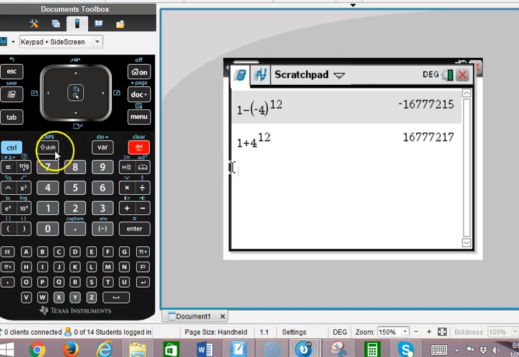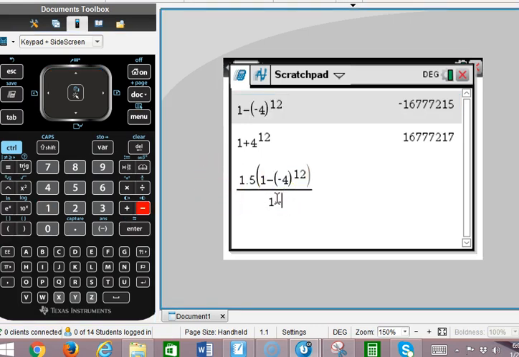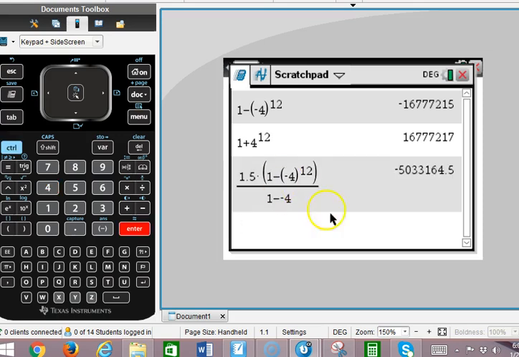So what is actually the final answer for this? If you do the first term, 1.5, and then times in parentheses, and I'm just going to go up and grab the correct way of writing this, in parentheses, and then down here 1 minus a negative 4, and I'm going to do a control enter to get the correct answer. Okay, negative 5033.1645.